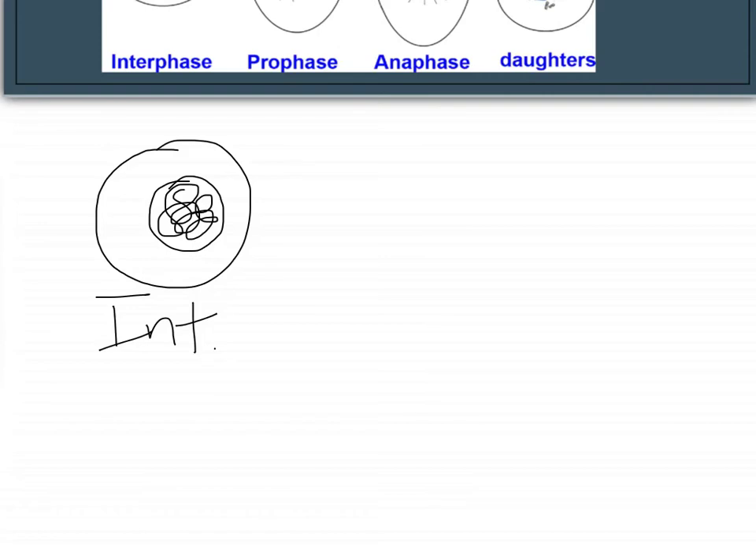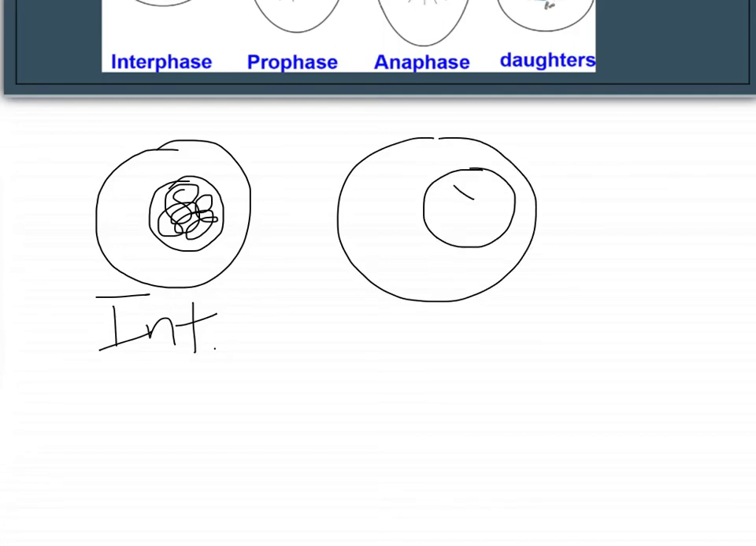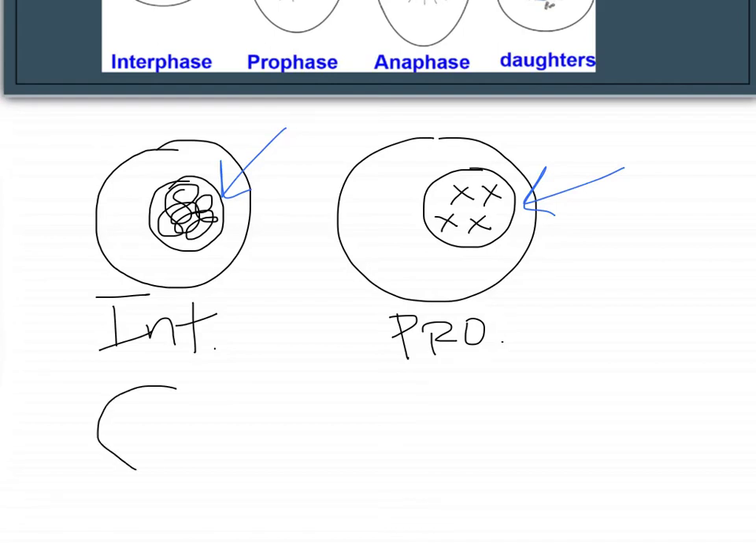Next up is prophase. Now the DNA is going to condense into chromosomes. So instead of being noodles, each noodle is going to find its matching noodle, and they're going to line up and look like X's. That's prophase, and that's how they get ready to divide. If it was a bowl of spaghetti, it would be so hard to divide. It wouldn't make any sense at all.